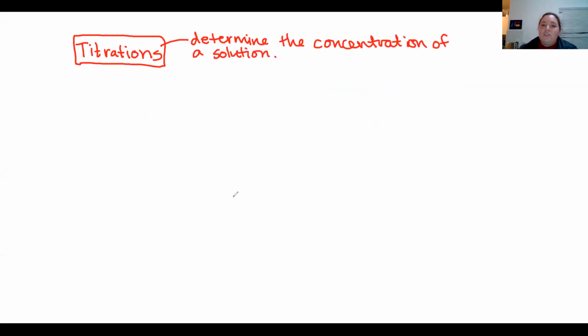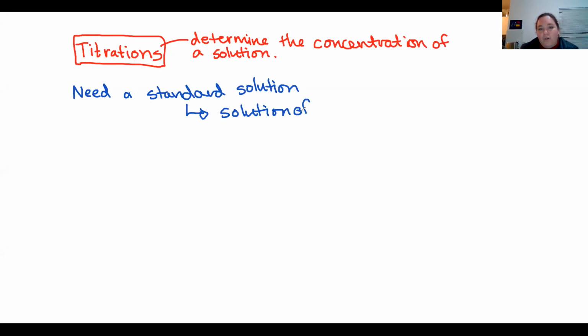Okay, so we determine the concentration of a solution. Now, what we have to do in a titration is we need something called a standard solution. They almost always ask you the definition of a standard solution, so it's important you know this. So you need a standard solution, which is a solution of known concentration.